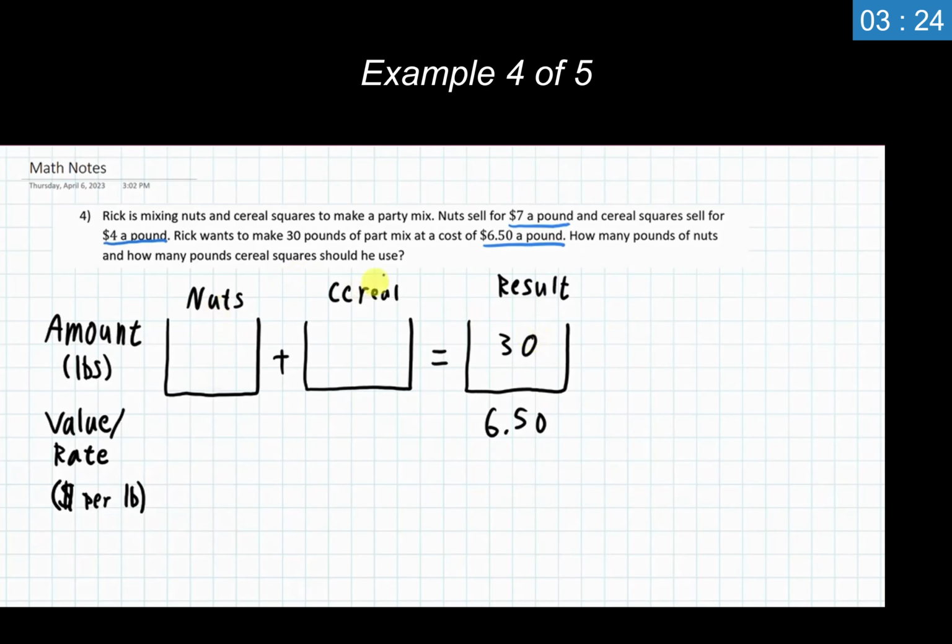Looking at the nuts and cereals, what's the rate for each of those? Well, the nuts sell for $7 a pound. The cereal sells for $4 a pound. And now I need to determine what's going to go in for nuts and what's going to go in for cereal here. So we have the choice again. We've not been given really any information about the relationship between these two things. So we need to label one of these as a variable and say that the other is just going to be the leftover amount.